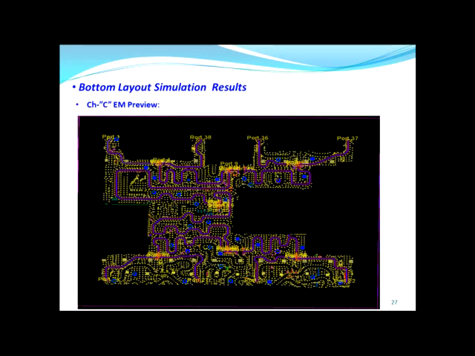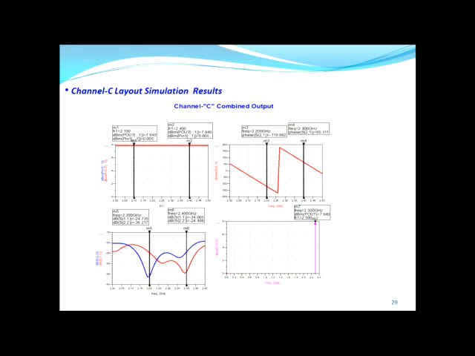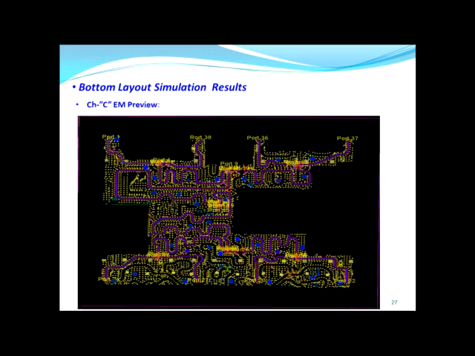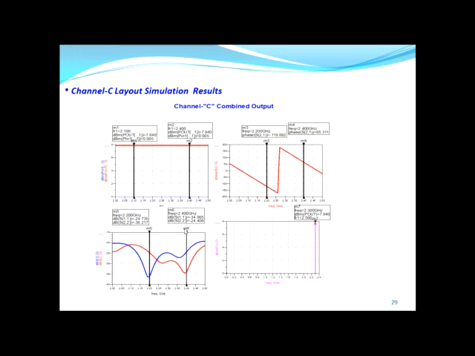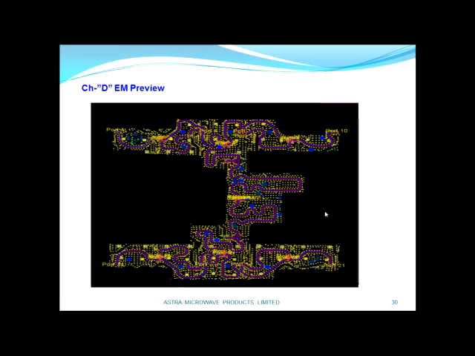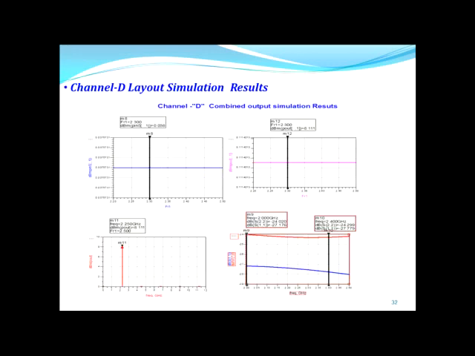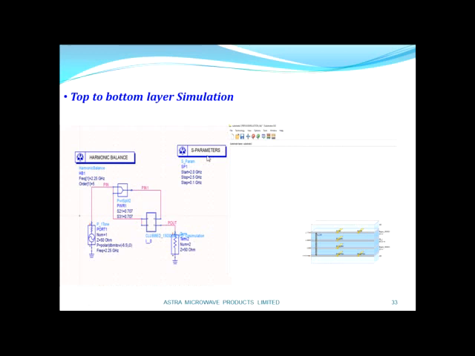Similarly, I carried out the channel B, channel C, and channel D simulations. Channel B got routed into a different portion, so I got a little bit less, around 8 dBm power, and channel C I got something like 7.84 for output power, and channel D something like 8.1 dBm. After that, top to bottom layer also, because in the top layer only a single power combiner is there.